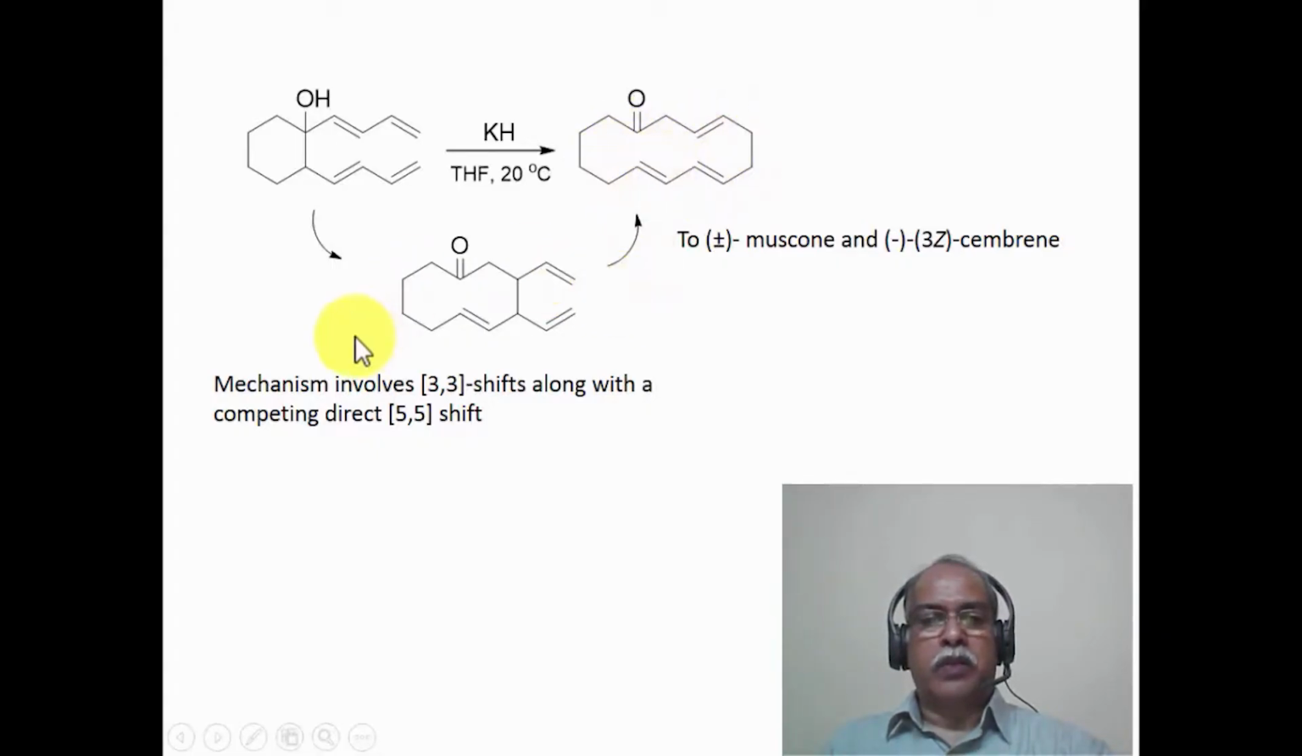essentially produces this product. One can also visualize this to be formed by a 5,5 sigmatropic rearrangement, which could be a competing reaction in this particular system. This is a medium-sized macrocyclic ring system, and this macrocyclic ring system is essentially used for preparing the racemic mixture of muscone and cembrane, which is a terpenoid molecule, for example. So these two molecules are essentially synthesized starting from this macrocyclic ring system that is synthesized by the consecutive or the domino 3,3 sigmatropic shift starting from this particular compound that is shown as the starting material.